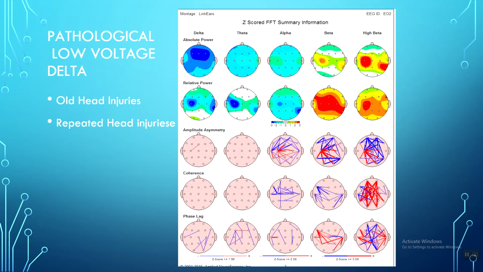So this is a good example of a pathological low voltage delta. This is actually an older man who had a car accident as a young man, and he came in and said, do I still have a head injury? In this case, what we're seeing is a low voltage profile. And there's a typo there.